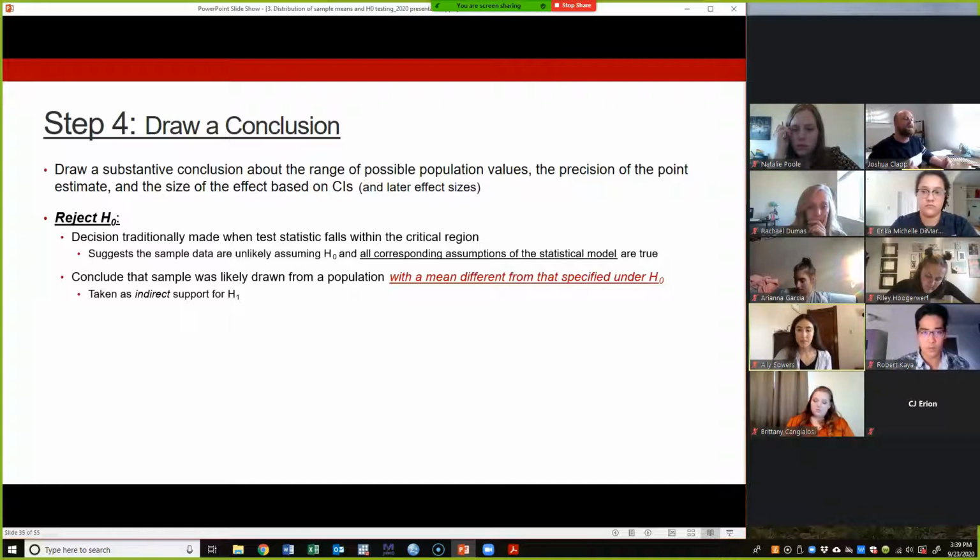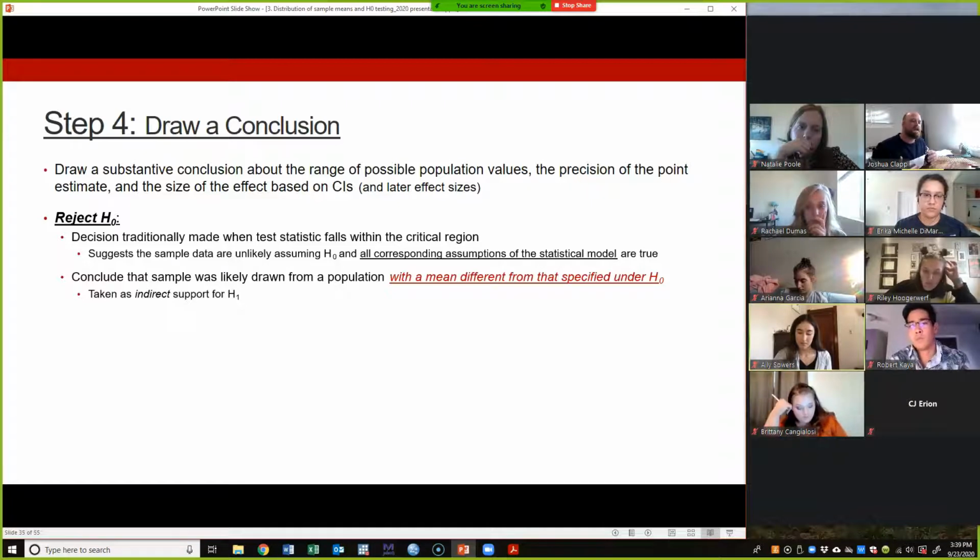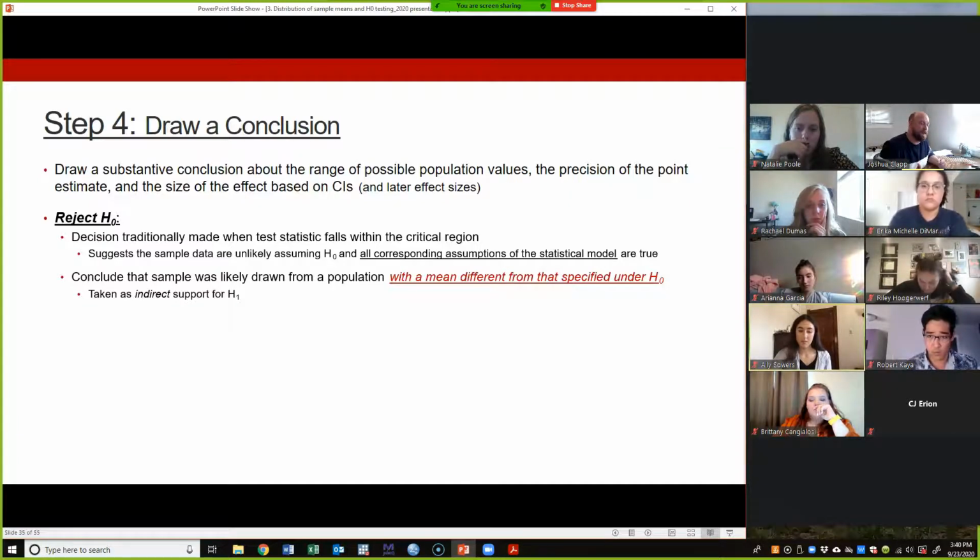And what we do is conclude that our sample was likely drawn from a population with some mean that's different than what was specified under the null hypothesis. Okay, so we use this as indirect support for our alternative hypothesis. We never really test the alternative hypothesis. All we're doing is focusing on the null. We're saying, assuming the null is true, what's the likelihood of obtaining the data that we've got? If it's very different, we would say it looks like these data aren't compatible, or these data are very unlikely, assuming the null. And so as a consequence, it seems like these data were probably drawn from a population having a mean that's different than what we had assumed under the null hypothesis.